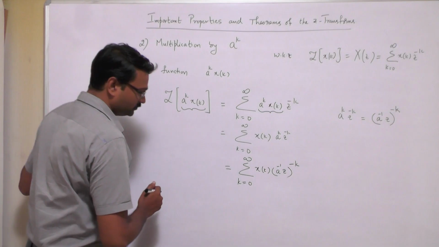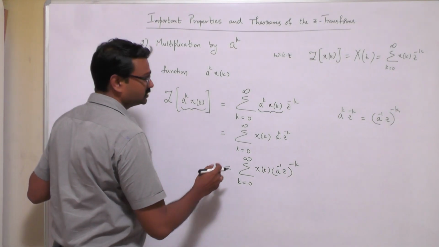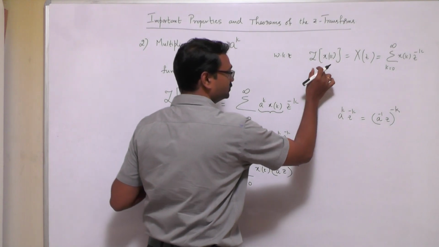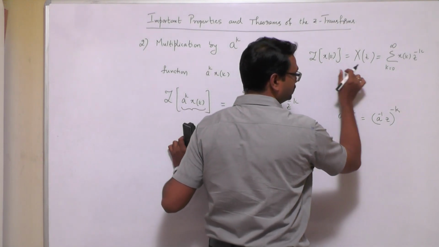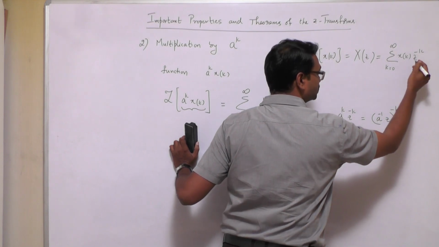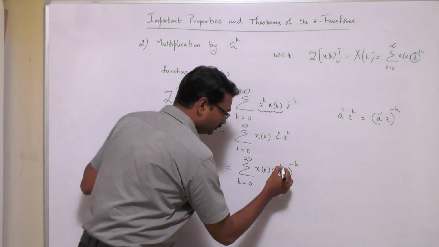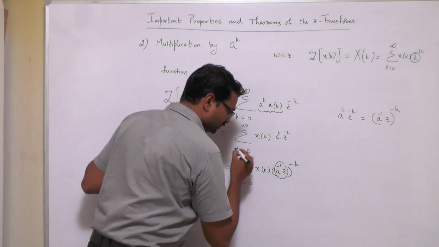Now by definition of the Z transform, what is it? According to this equation, the Z transform of x of k is equal to sigma k equals 0 to infinity x of k z power minus k. Instead of this z, what are we having? We are having A inverse z.